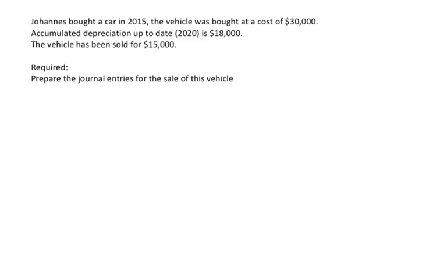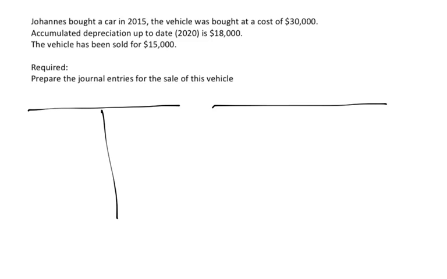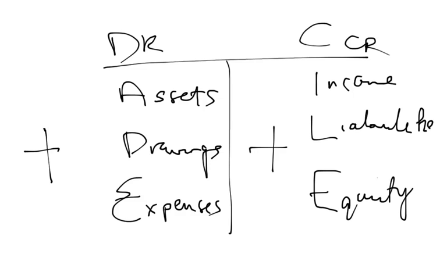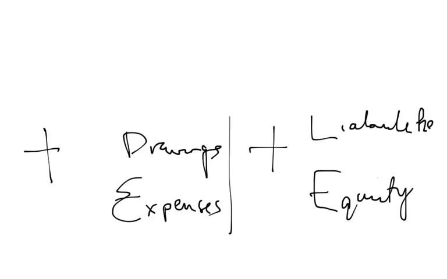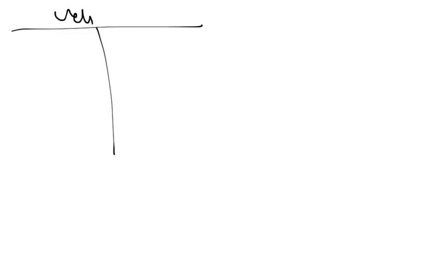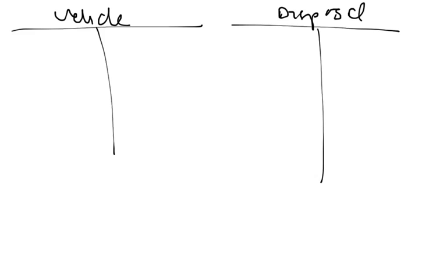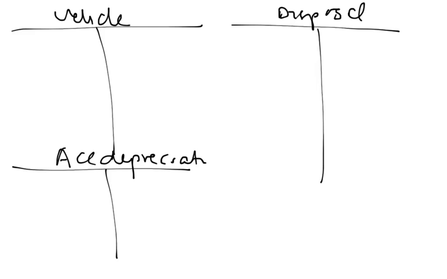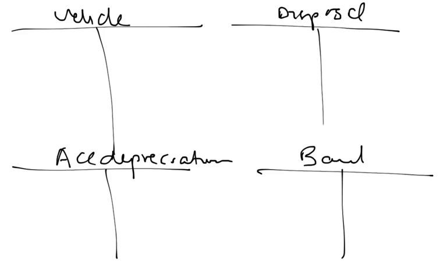So let's start off with our vehicle account, our disposal. So we'll say vehicle. This will be our disposal. Accumulated depreciation. Okay, so just keep this in mind. Or we should just have it all here. So we have your vehicle, disposal, accumulated depreciation, and your bank. So let's just start from scratch.